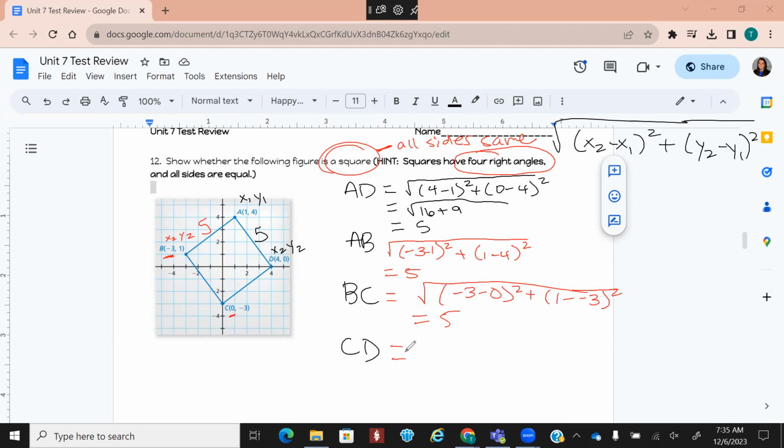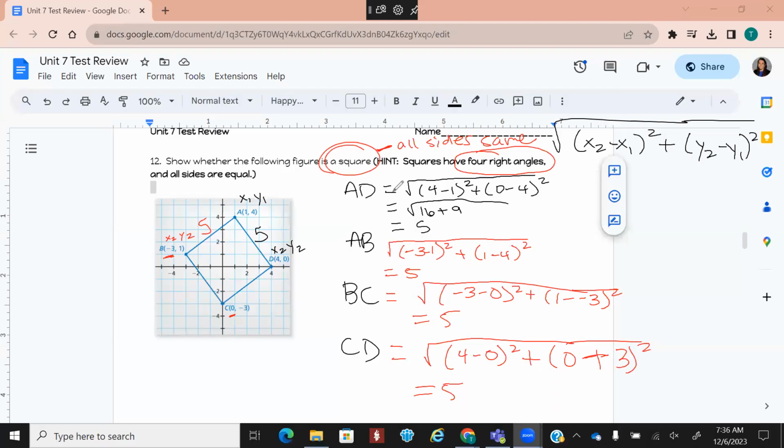Okay, from C to D, that's going to give me 4 minus 0 squared plus 0 minus -3. Remember, that's going to make that positive squared. When I simplify that, that's going to give me 5.